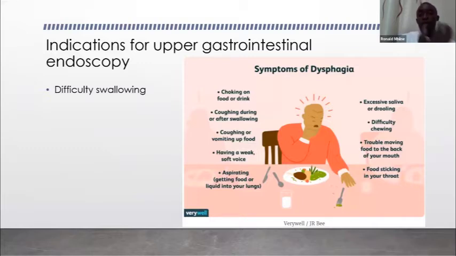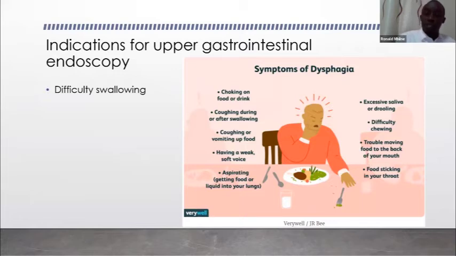Now we are looking at the upper gastrointestinal endoscopy. One of the commonest symptoms we see is difficulty in swallowing. Medically, we call this dysphagia, and it takes on a spectrum. It can be choking while eating food. Someone mentions, every time I eat food, I feel it's choking me. Sometimes it's coughing after swallowing. So someone swallows food and they start choking. In other instances, someone eats food and they vomit it, so the food fails to advance down into the stomach.